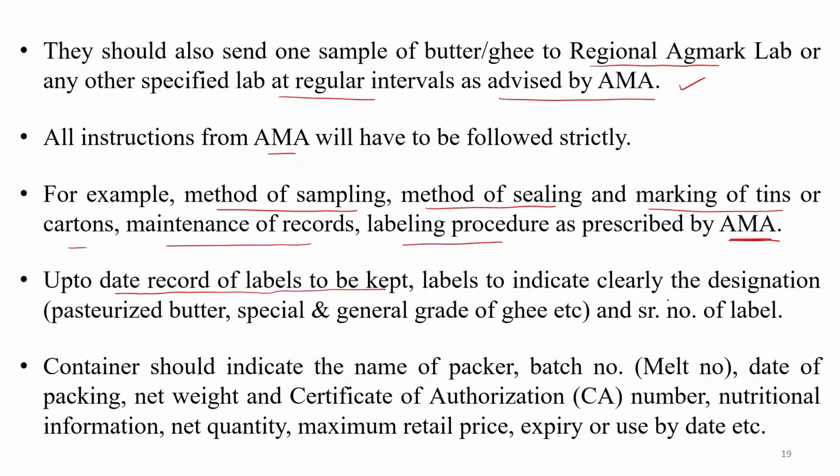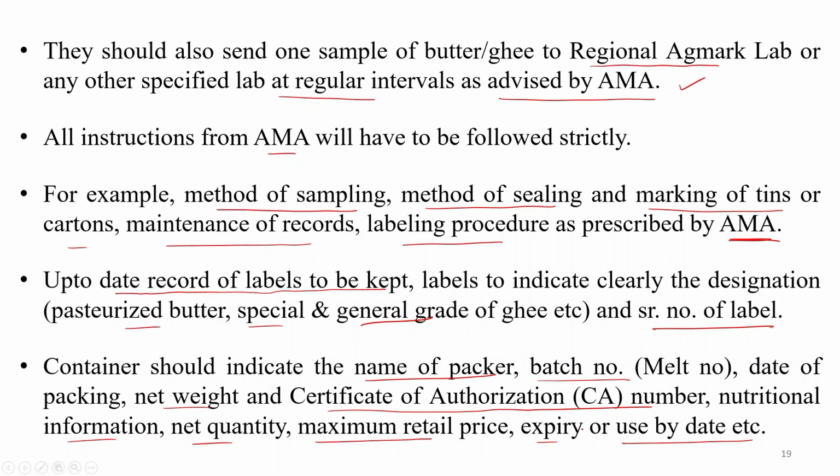Now an up-to-date record of labels is also to be kept. Labels should indicate clearly the designation, whether it is pasteurized, special or general grade. A serial number should be there on the label. The container should indicate the name of the packer, batch number, date of packing, net weight, certificate of authorization number, nutritional information, net quantity, maximum retail price, expiry or use by date, etc.